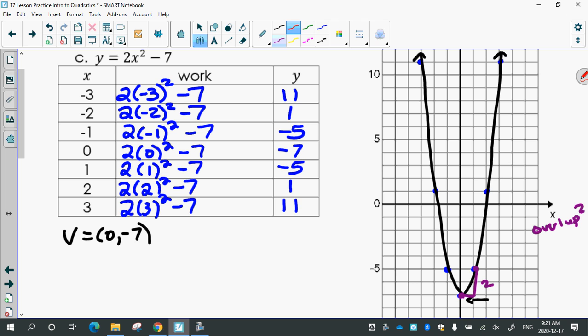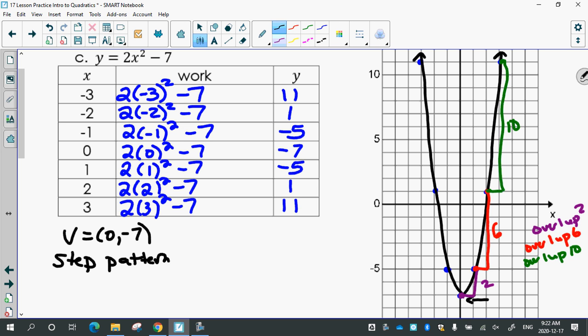And then to get from my second corner to my third, I go over 1 and up 6. We're pretty good there. And then over 1 and up 10. So our step pattern is up 2, 6, 10.